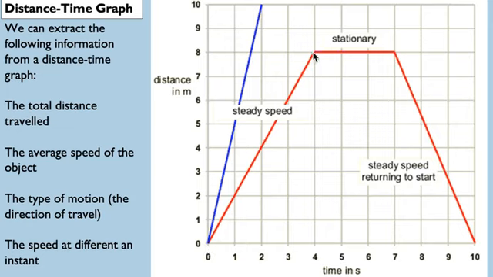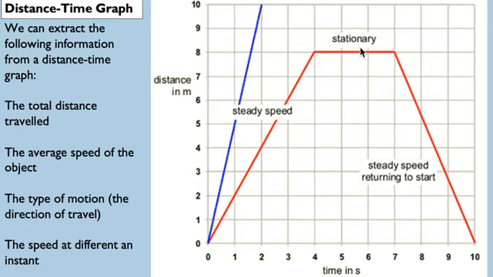They moved away, and I can tell you what the speed was because they went 8 meters in 4 seconds. So 8 meters in 4 seconds, 8 divided by 4, they were moving away at 2 meters per second. So it wasn't a slow walk, it wasn't a fast walk particularly, but it was 2 meters per second. Then they stopped, they got 8 meters away from where they were walking from, and they stopped for 3 seconds.